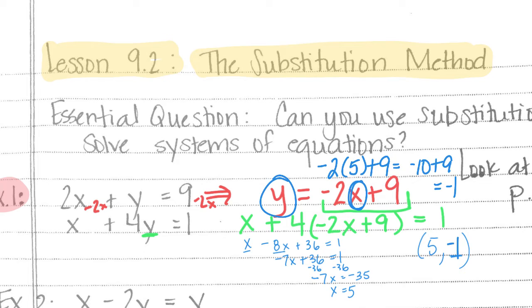So you can always plug it into an original. And so we notice here that our solution to the system of equations is positive 5 and negative 1. So remember what we did. We solved for y. We took what y was and plugged it into the second equation.